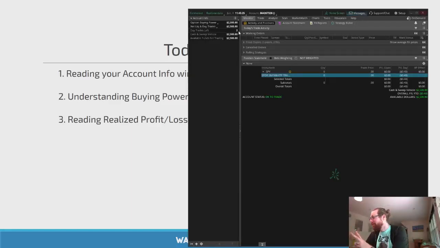How many day trades do I have left? I have 2, right? This is actually showing me how many day trades I have left based on the 3-trade PDT rule. So my cash is now restored back to 2,500. It's settled immediately, but I only have 2 trades left.